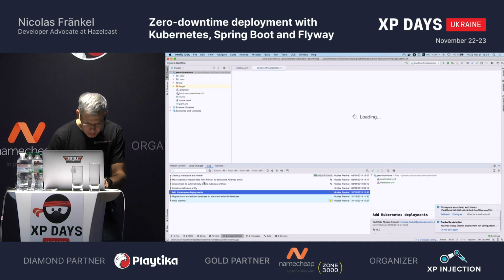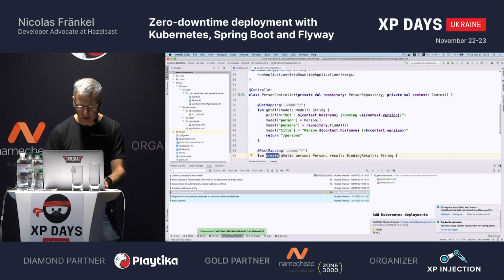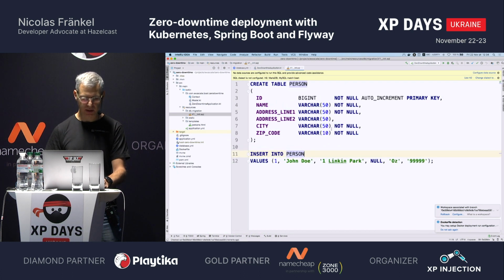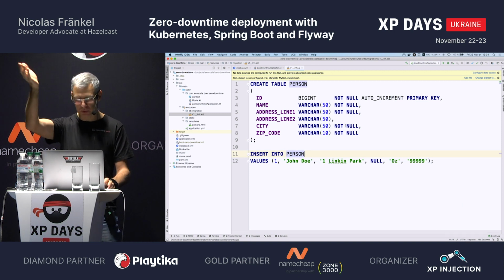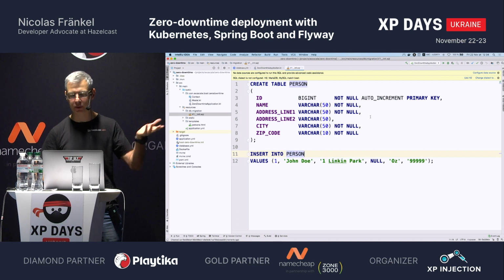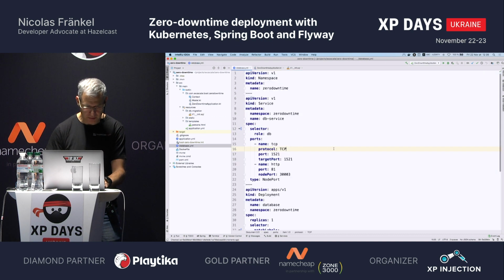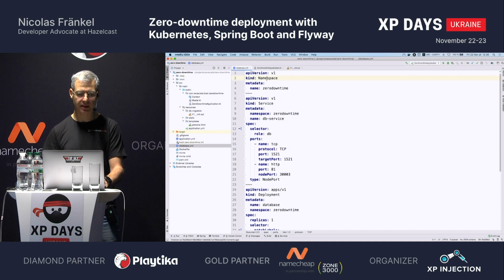And now here at this stage, I have created my migration. So basically, again, I create the person table. I insert one value just because I'm lazy and I just want to have data already in my database. And then I have my database, which basically is an H2 database.